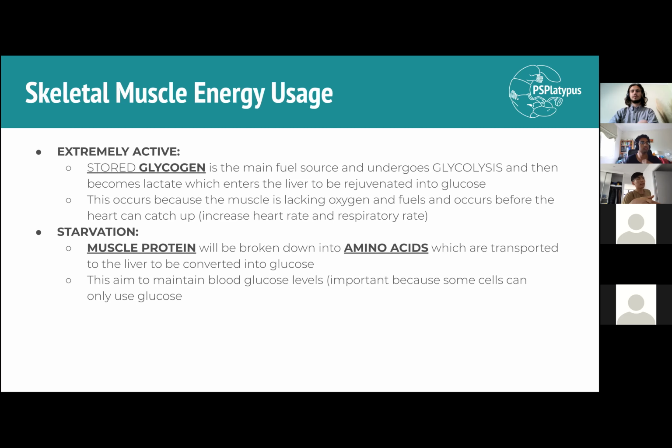During a state of starvation, your body has run out of your fats as well as your glucose and glycogen stores, so it's left with only protein, which is broken down into amino acids and can be converted into glucose through gluconeogenesis in the liver. And this is extremely important, as some parts of your body can only use glucose, such as the brain.